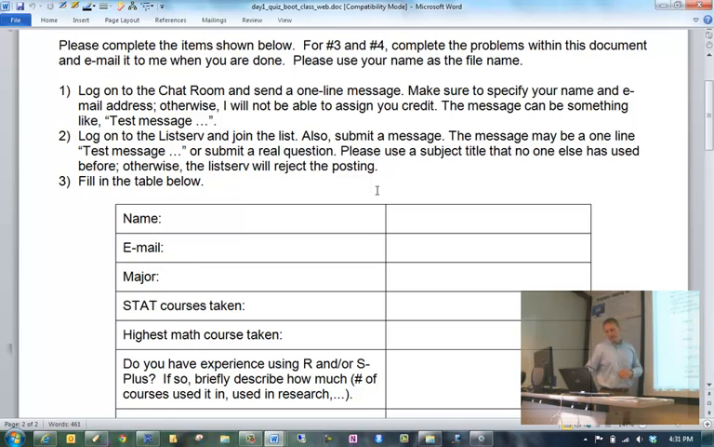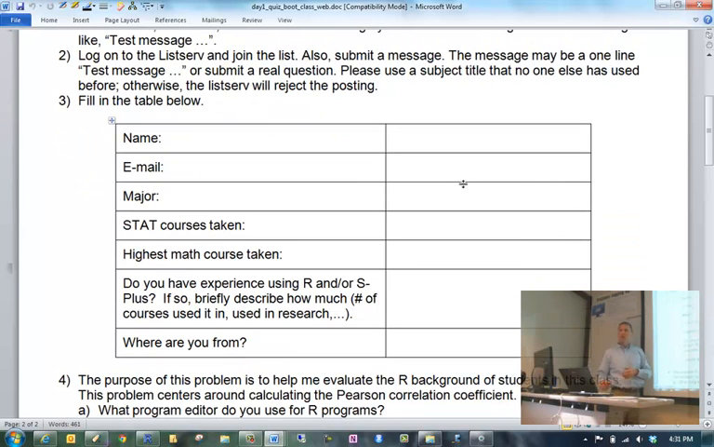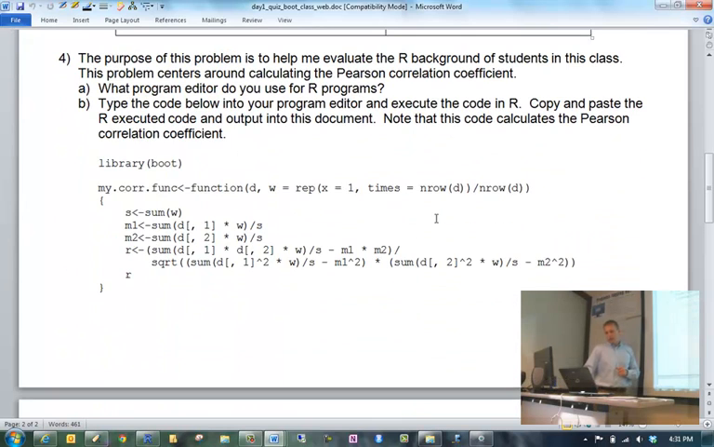Number 3, then what you often have in most classes at the beginning of the semester, tell me a little information about yourself. Please fill this in on this table. And number 4. Number 4 is a small problem where what I'm trying to do is evaluate your background in R.